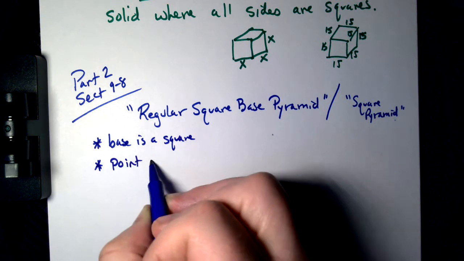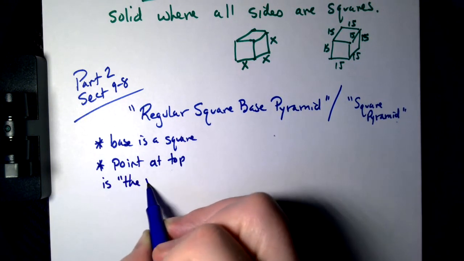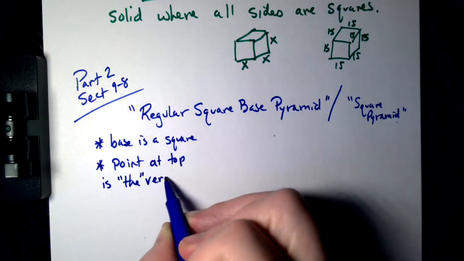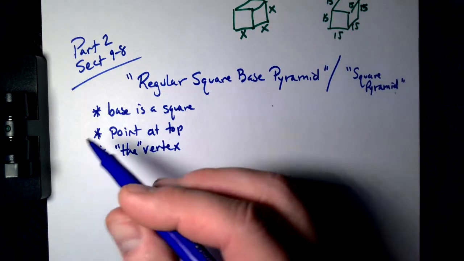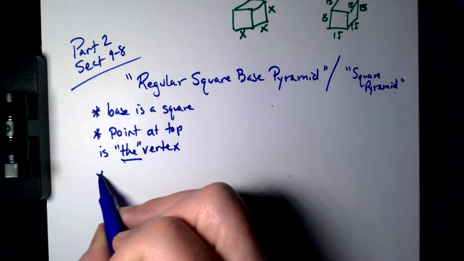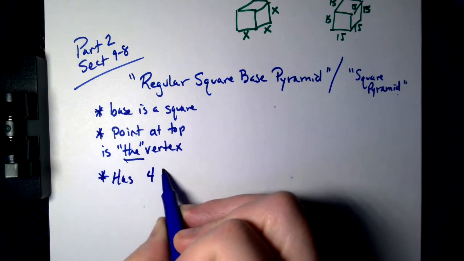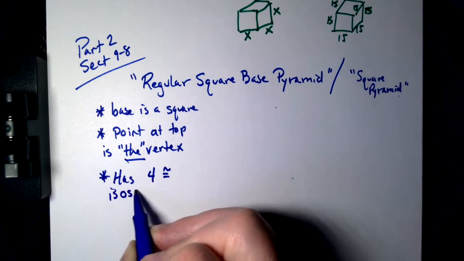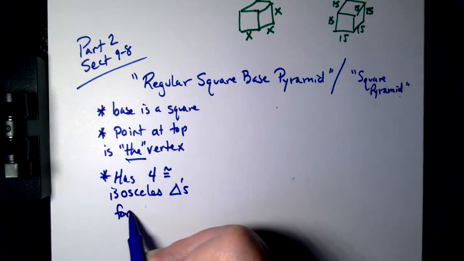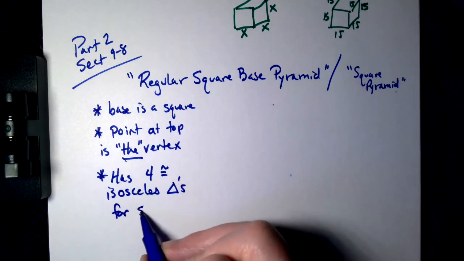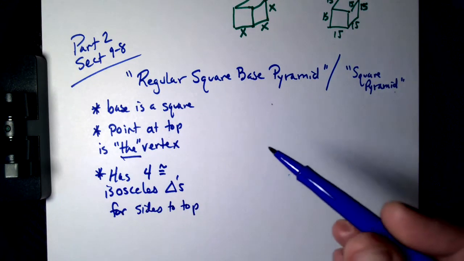The point at the top is known as the vertex. Every corner is a vertex, but the top of the pyramid is known as the vertex of the pyramid. It has 4 congruent isosceles triangles for sides going to the top. That's important. All right, so let's draw what it looks like.